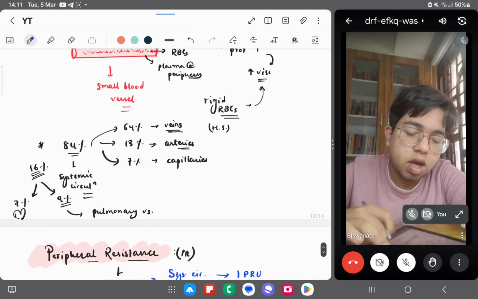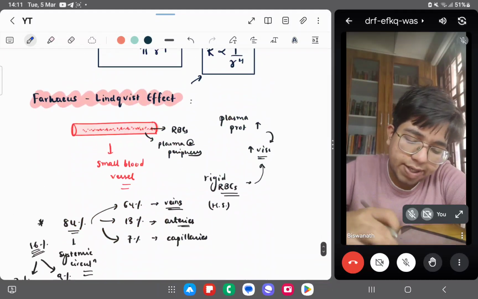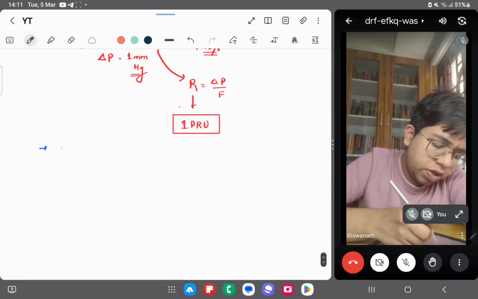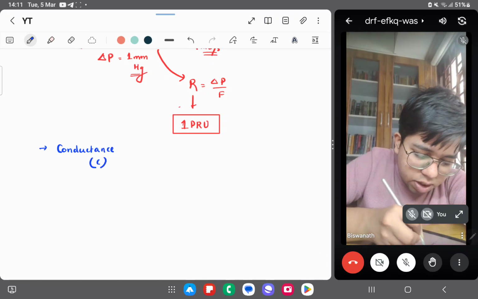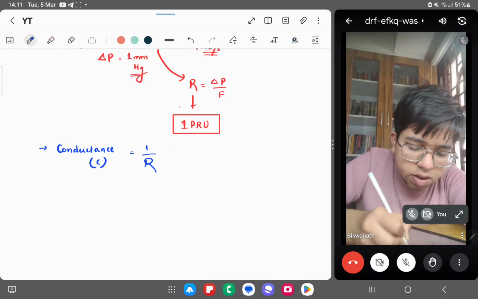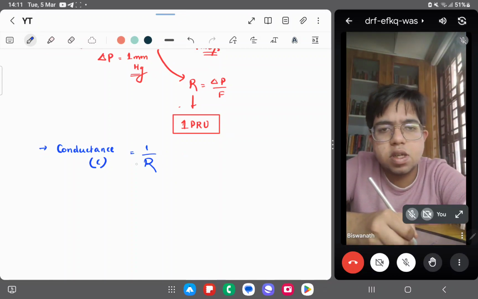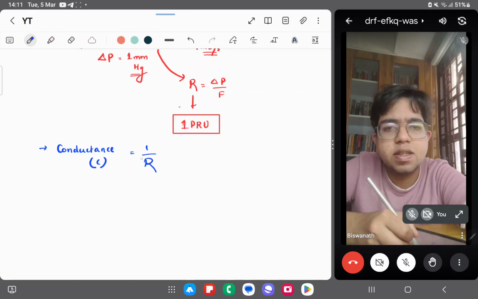When I told you about resistance, did I mention conductance? You know the formula. Conductance C is 1 by resistance. You know this. Not much of this is needed.